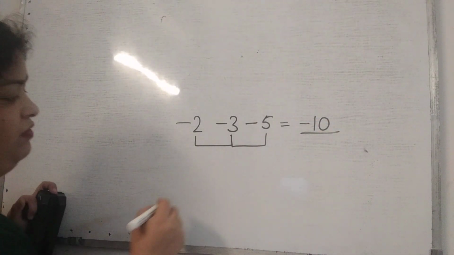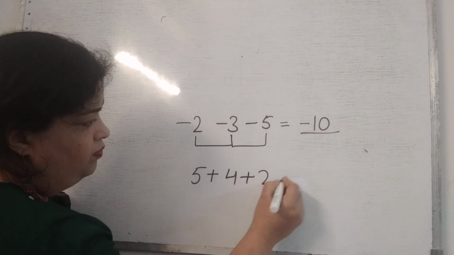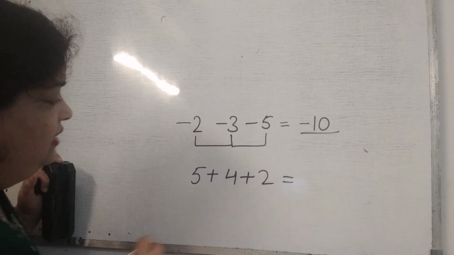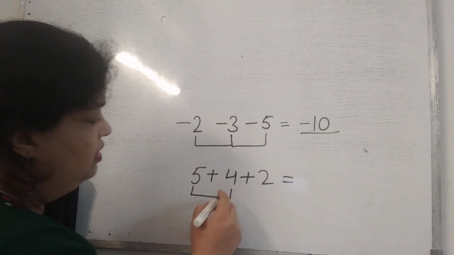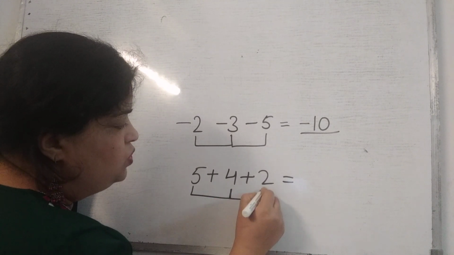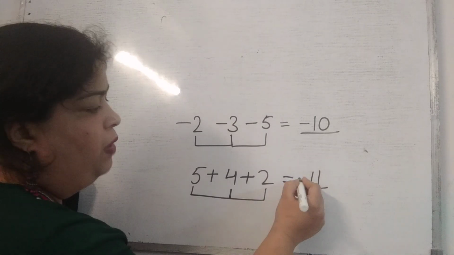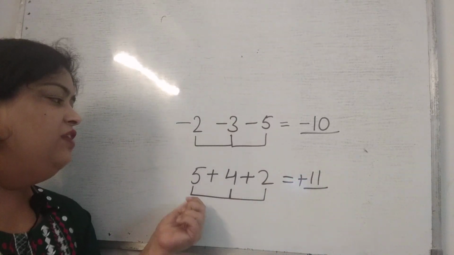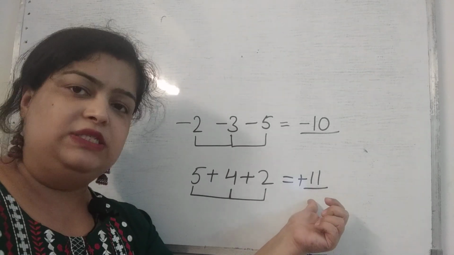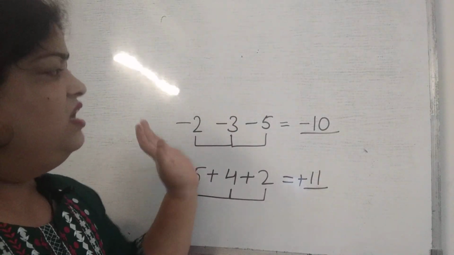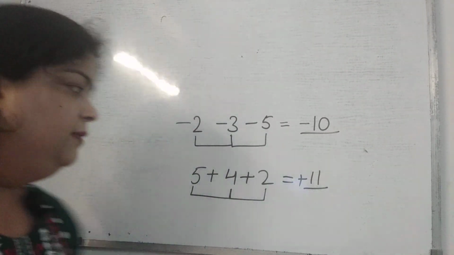On the other hand, when we take three positive integers and you will add them, 5 plus 4 is 9. 9 plus 2 is 11. Here is 11, that is positive, because when we are adding positive integers, the answer is also positive, and when we are adding negative integers, the answer is also a negative integer.